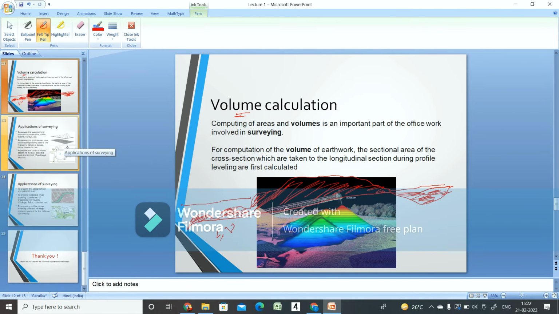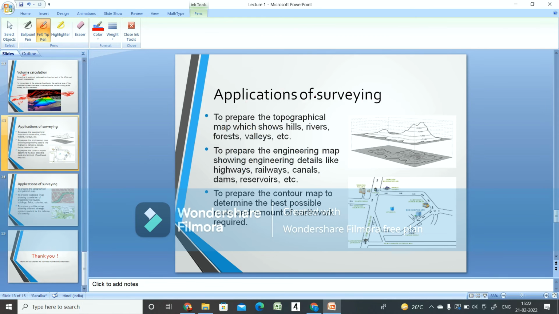Now the next one is application of surveying. When we talk about the application of surveying, it has a very vast role in construction and in other things also. The first application is to prepare the topographical map, which shows hills, rivers, forest, valley, etc. You can see here that the survey will help to form a map. This map will give you the idea about the area, what type of topography it has.